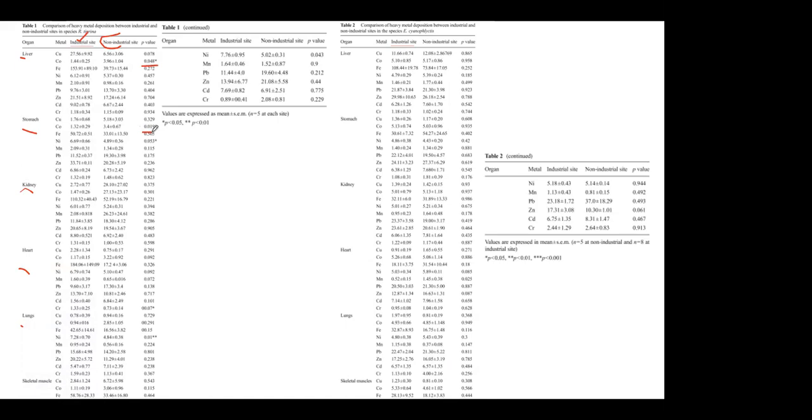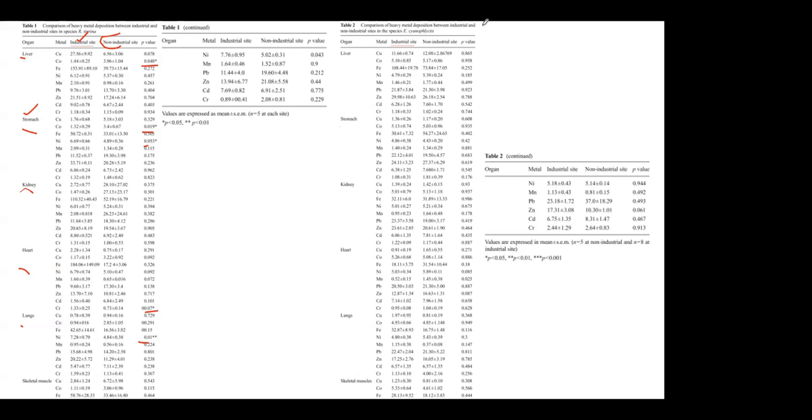and cobalt and nickel were significantly distributed in the stomach, and there was non-significant distribution of the metals in the kidney and the heart. Chromium was significantly distributed, and for the lungs, nickel was significantly distributed. So these are the trends: the heavy metal concentration was higher in the Rana tigrina species at the industrial sites as compared to the non-industrial sites. This part of the table showed the result.